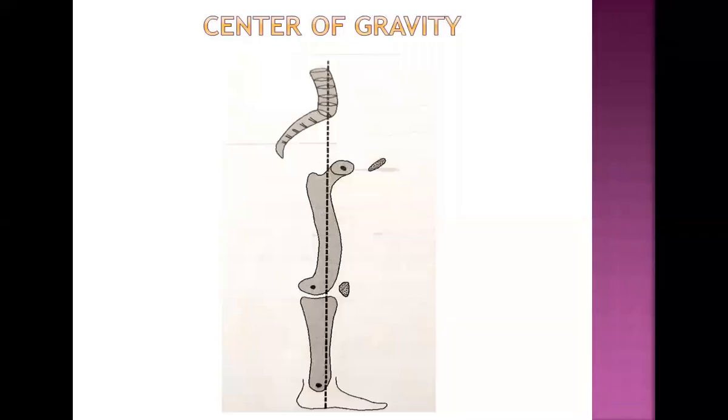So I just want to show you this diagram to show the center of gravity of the body, which is seen in dotted lines. Okay, so the center of gravity passes behind the hip joint and in front of the knee joint. Because the center of gravity passes behind the hip joint, there is a tendency for the trunk to be displaced backwards in standing position.